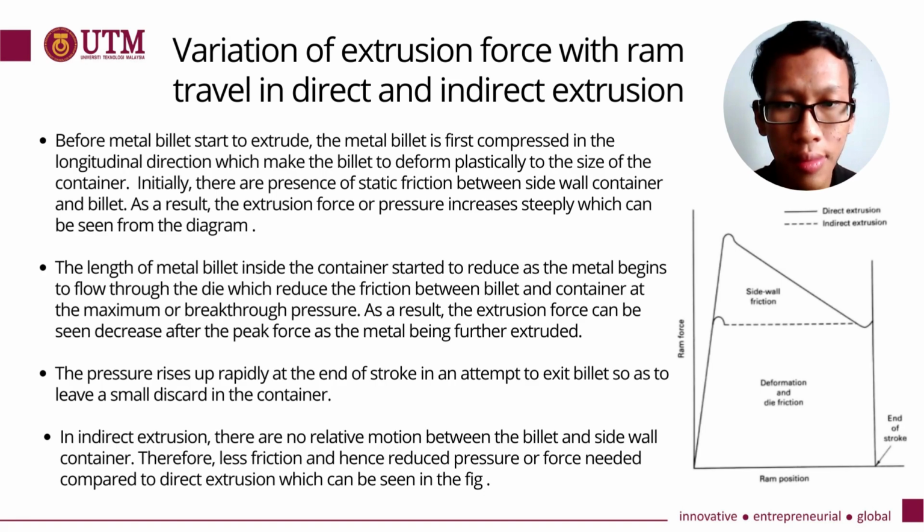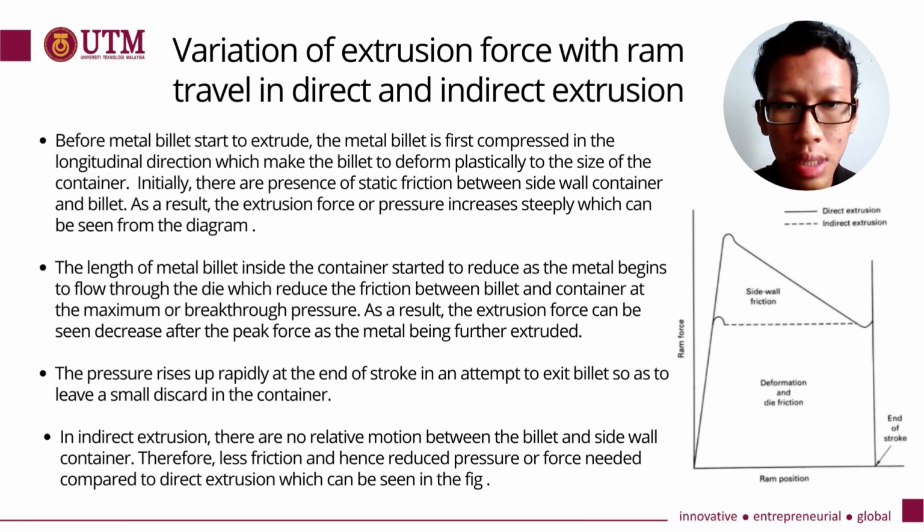After it reaches the maximum force, we can see a reduction in the extrusion force, which is because the length of the metal billet is reduced as it is being extruded, due to the reduced friction between the billet and the container. At the end, we can see the pressure or force rise rapidly at the end of the stroke in an attempt for the billet to exit the die and leave a small discard in the container.